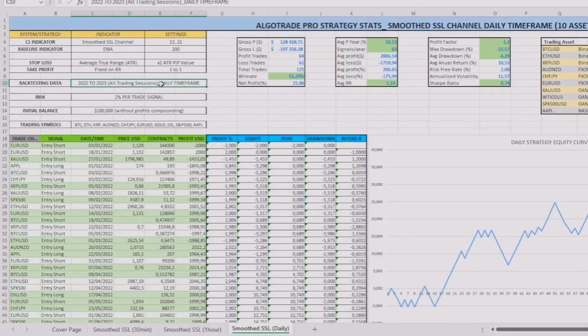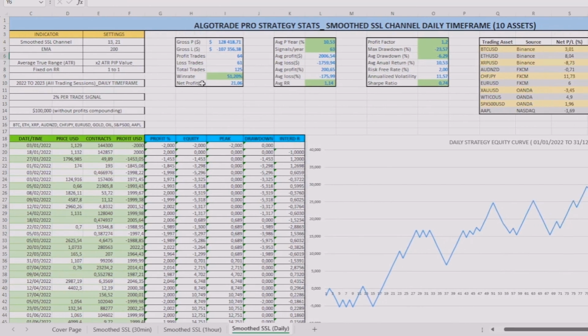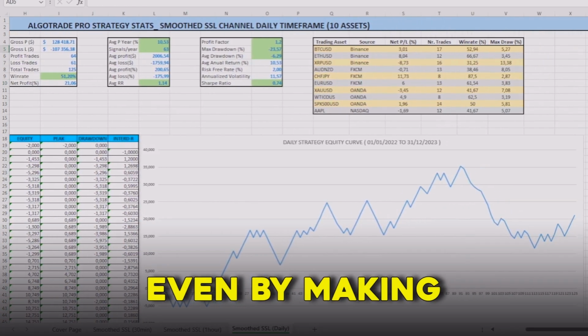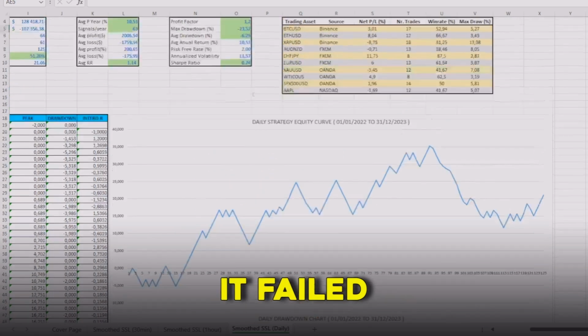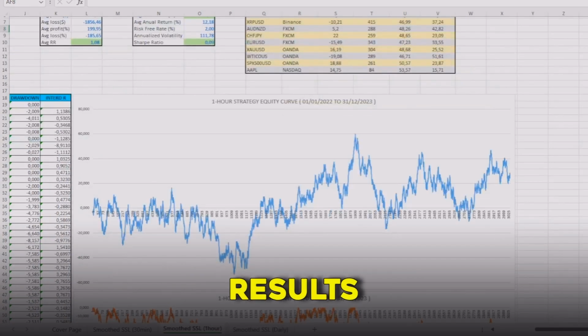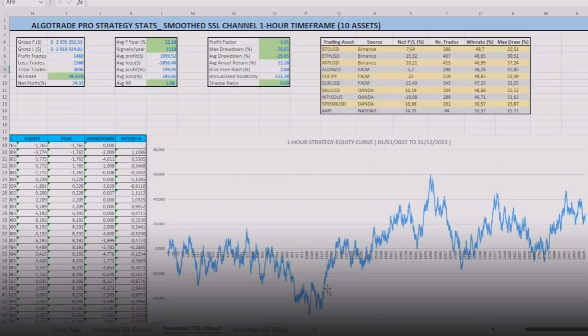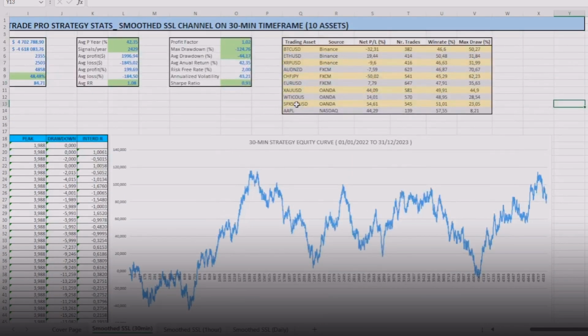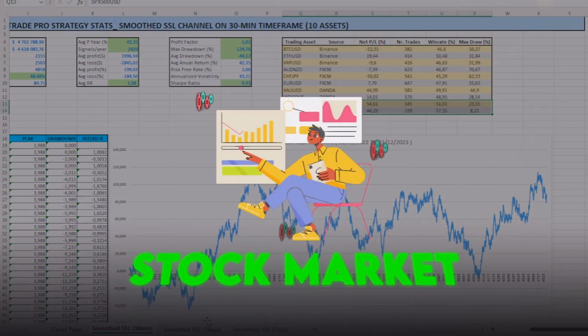And finally, on the daily time frame, after 125 trades, the indicator achieved a win rate of 51.20% and a net profit of 21%. As such, even by making the SSL channel smoother, it failed on achieving efficient results. Looking at our asset tables, I would say that maybe this indicator works best in the stock market.